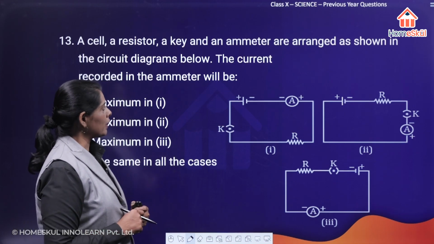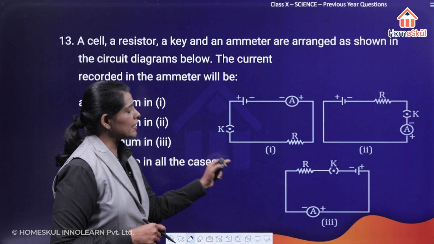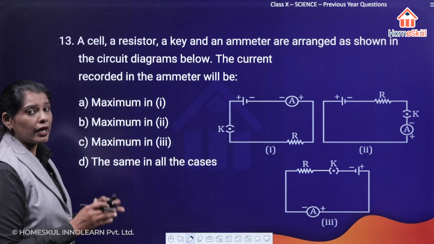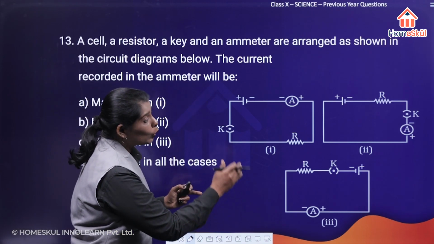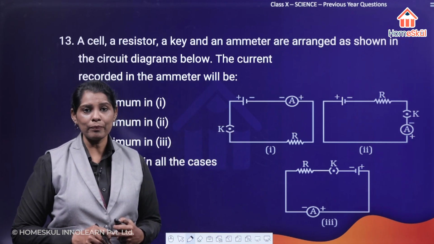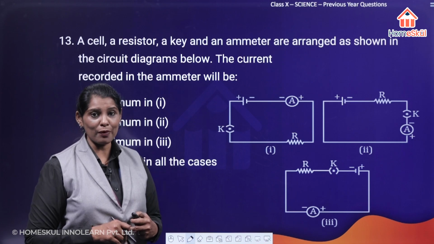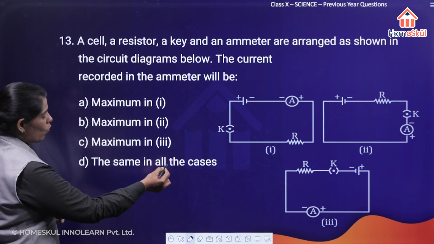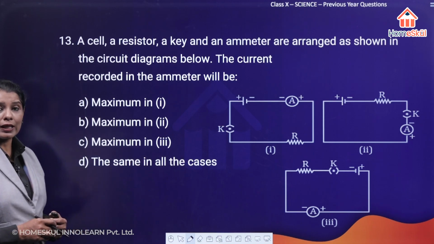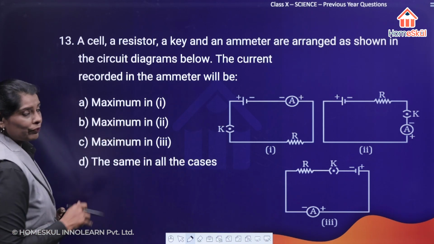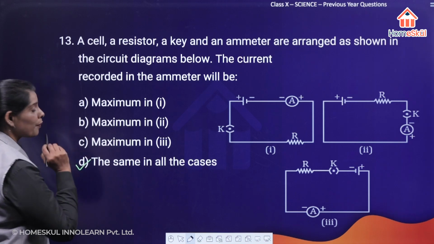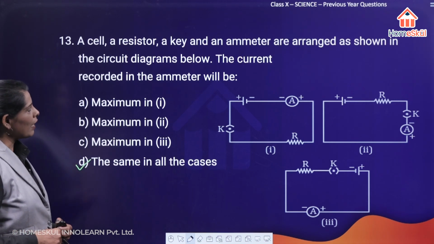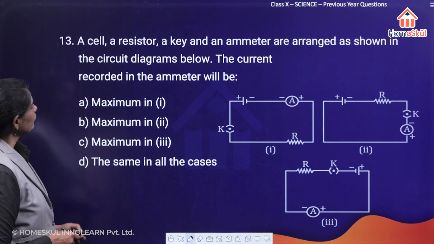So what does that mean? If the positive of the cell is connected to the positive of the ammeter, then the current recorded in the ammeter in all these 3 cases will be the same. So which will be our correct option? Yes, the current recorded in the ammeter will be the same in all the 3 diagrams given below. So it is option D. Okay, clear. Coming to the next question.